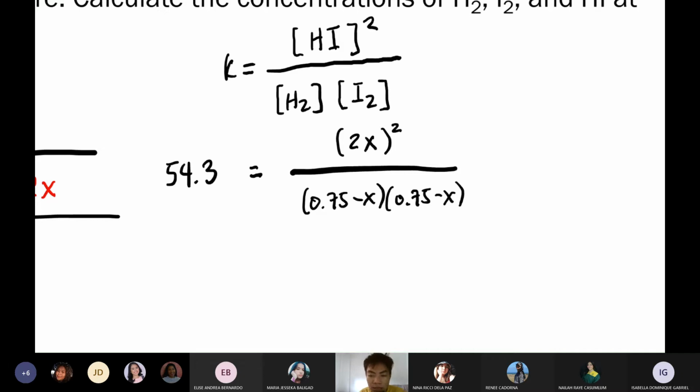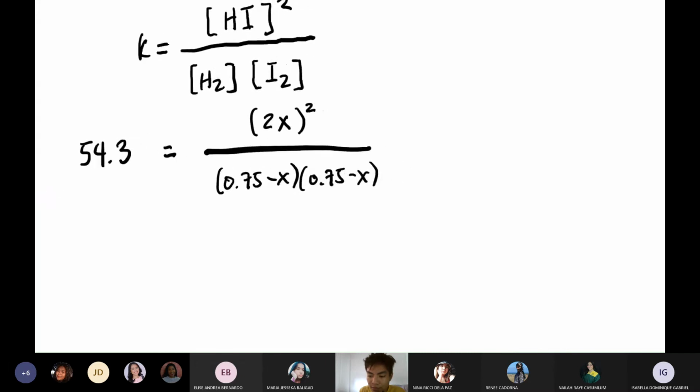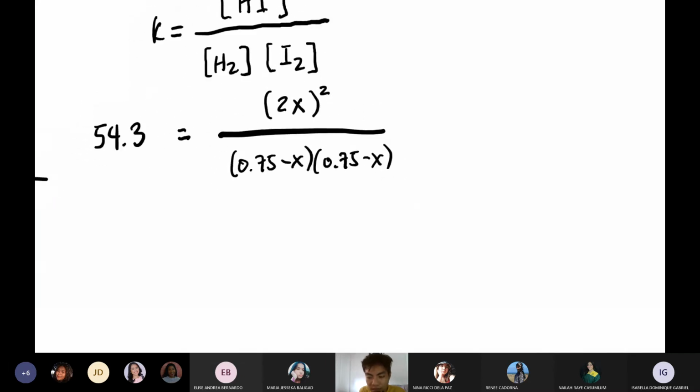That will be FOIL method yan. Okay? So first, outer, inner, last. Multiply natin yung lahat. Okay? So ito, sundan nyo na lang. Sulat kayo. I-FOIL method nyo tong nasa baba. So we will get the expression here. Sana kayanin ng space natin.